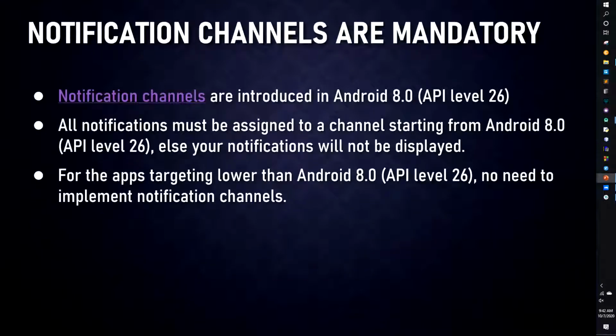This was introduced in Android version 8, or API level 26 and above, and all notifications must be assigned to a channel starting from Android 8. If you don't specify the channel, your notification will not be displayed. For apps targeting lower than Android 8, you may not need to implement the notification channel for your app.